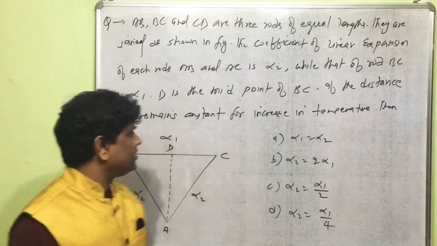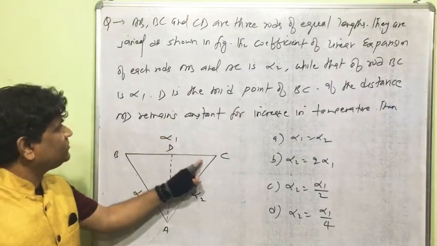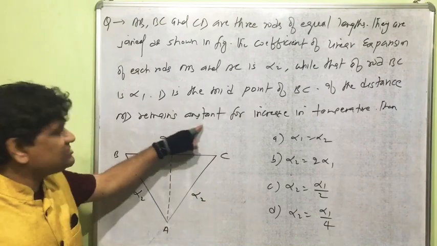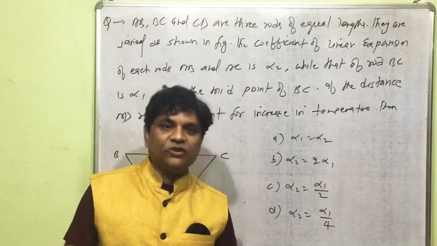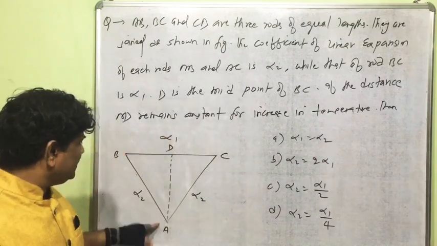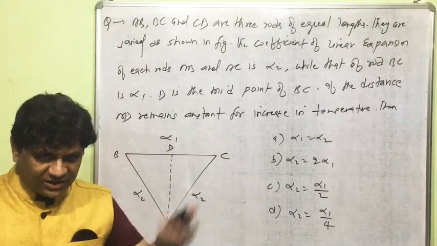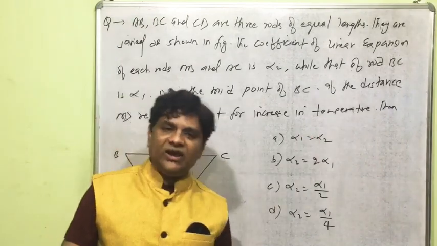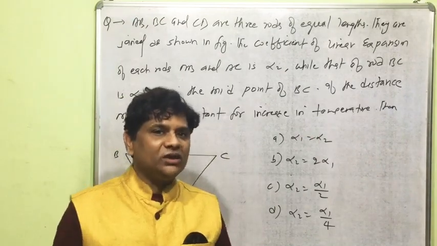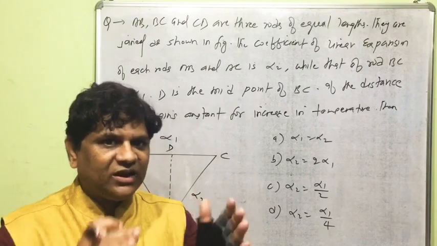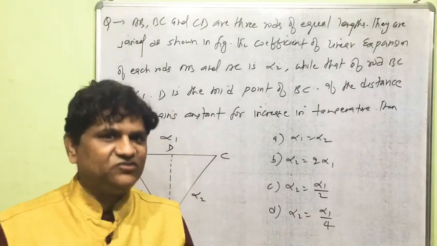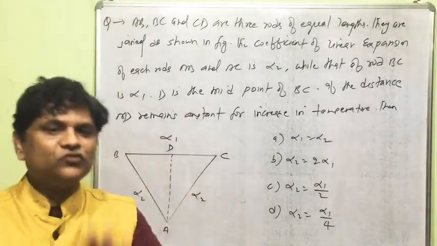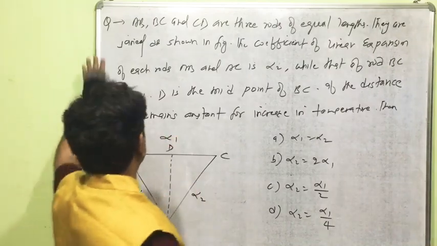D is the midpoint of BC. If the distance AD remains constant for an increase in temperature, meaning AD does not change with rise in temperature, then what is the relation between alpha 1 and alpha 2? So what we have to find out is the relation between alpha 1 and alpha 2 if AD does not change with rise in temperature. How to solve the question, we will take in class now.